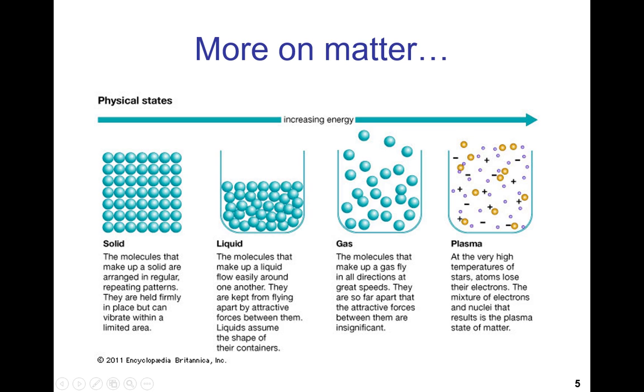With gases, we can see that the molecules are more diffuse, and they fly in all directions at greater speeds. And they're so far apart that the attractive forces between them are insignificant. With plasma, again, this is increasing energy. At the very high temperature of stars, for example, atoms lose their electrons. The mixture of electrons and nuclei that results is the plasma state of matter.